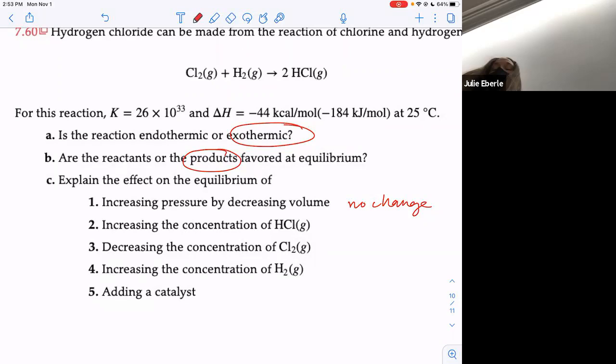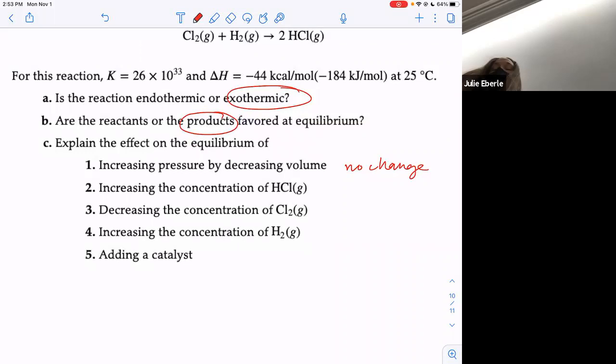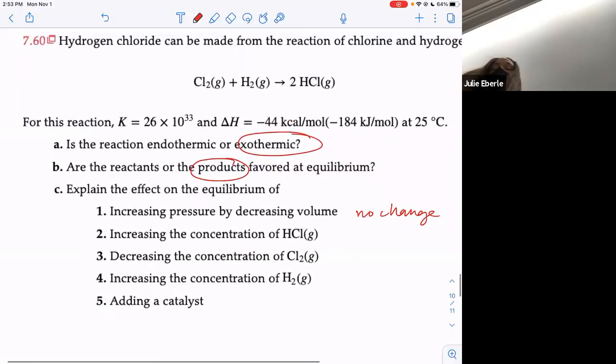Okay. Increasing the concentration of HCl. Which way will it shift then? Yeah, to the left. When you increase the concentration of a product, this is your product, it's going to shift the other way to use up the excess that we added. Okay, which is towards the reactants. Okay, decreasing the concentration of Cl2.